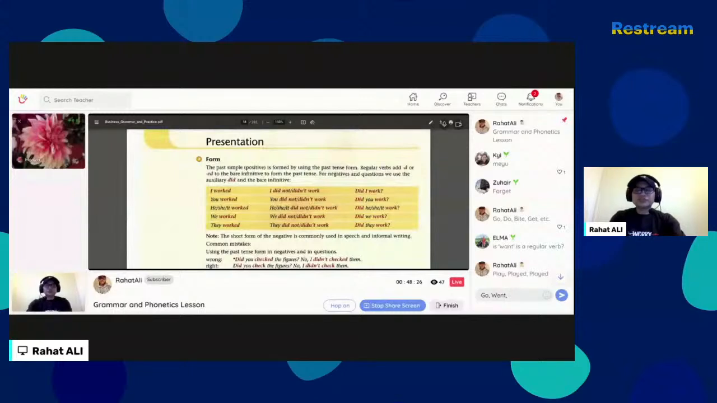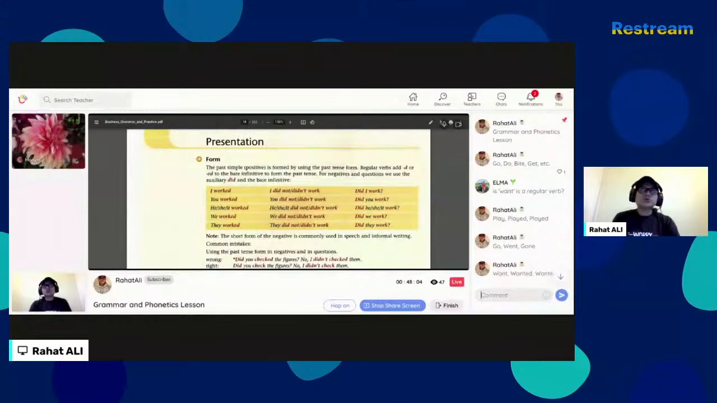Okay, so Elma's question is: is want a regular or irregular verb? Want is a regular verb. Yes. In the past tense, it becomes wanted. Very good.